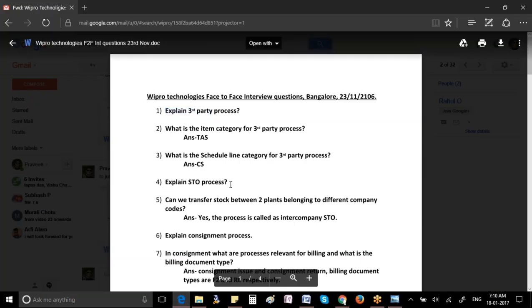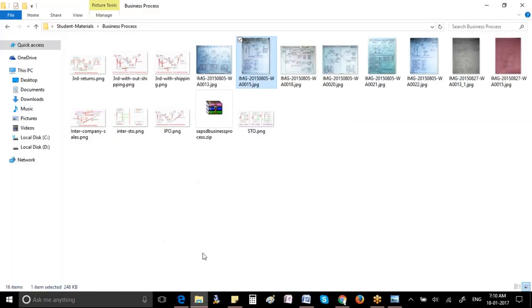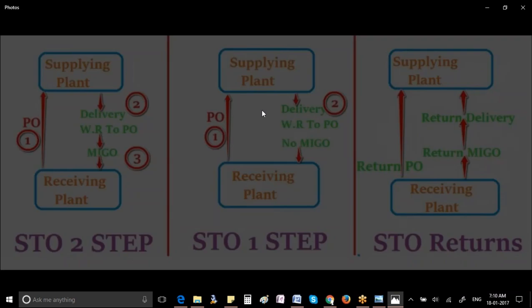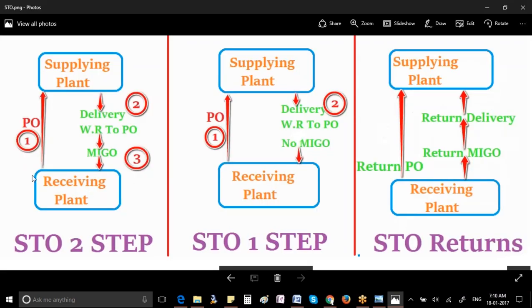Okay. And STO process, let me show you the STO process. Yeah, this is the STO process. You see, by seeing this, can't you explain the STO process? The receiving plant will raise a PO, the supplying plant will do a delivery with respect to the PO, and MIGO is created. This is two-step. Okay, so this is how I have done homework for you guys.